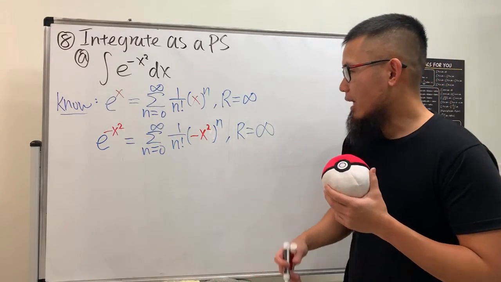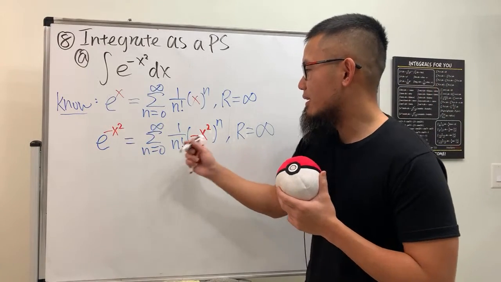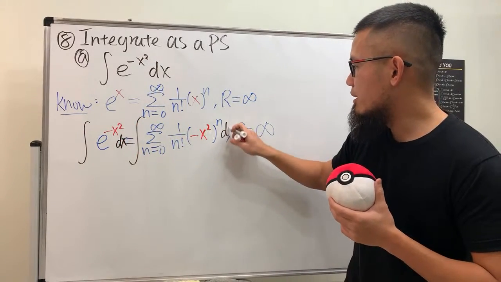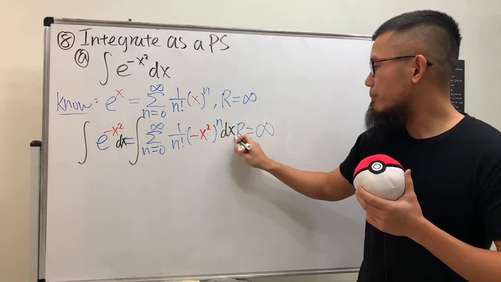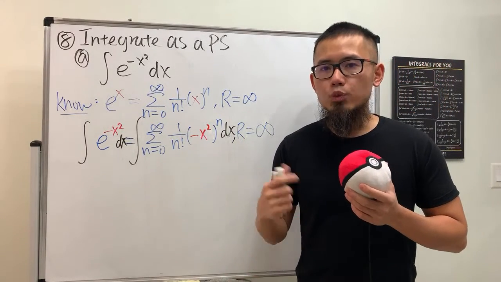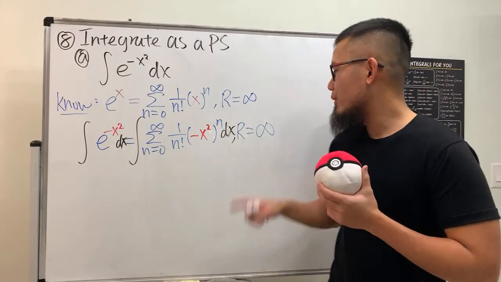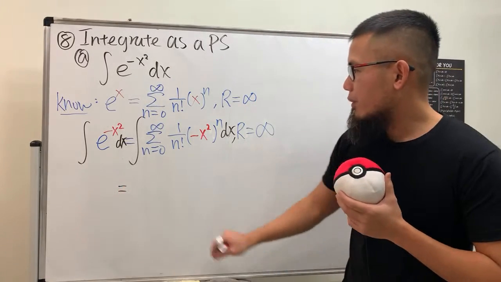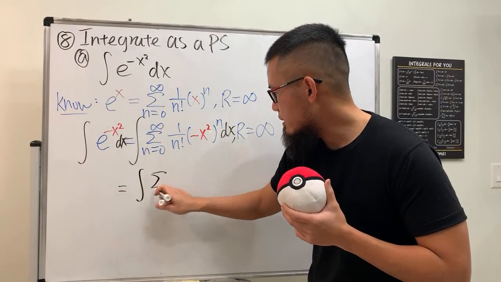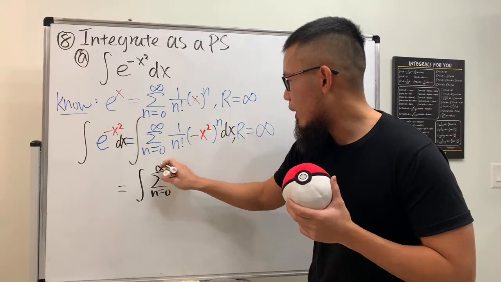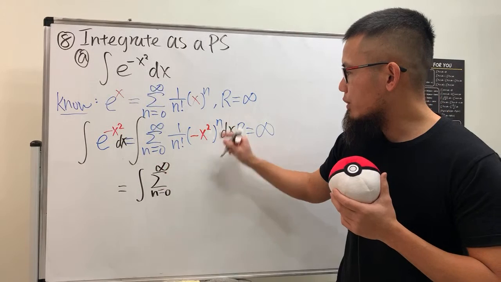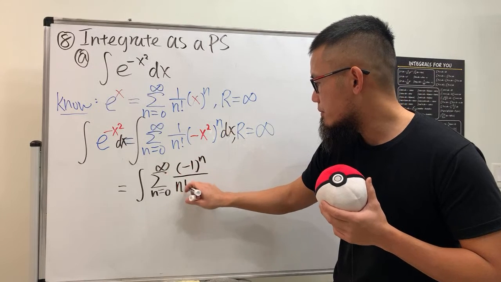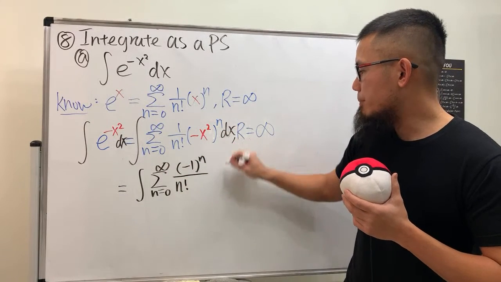Now we have to integrate this guy, put on the dx, and integrate this power series. You have to remember, when we integrate the power series, the radius of convergence stays the same. Infinity will still give infinity. So let's see what we have here. Let me clean up the power a little bit. This is negative 1 to the n over n factorial, and then x to the 2n power right here.